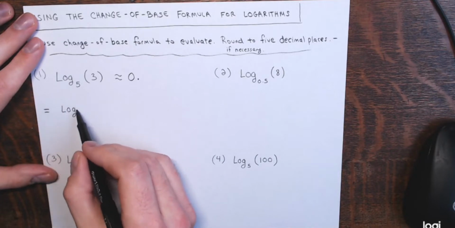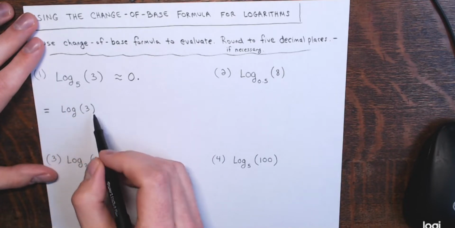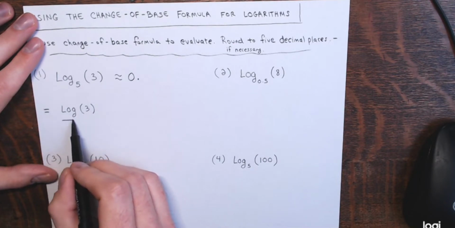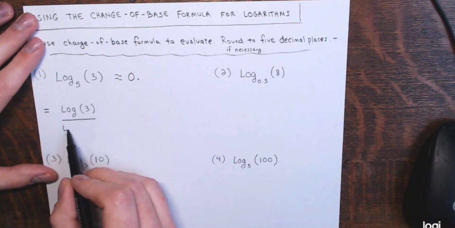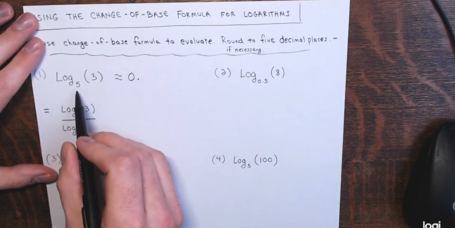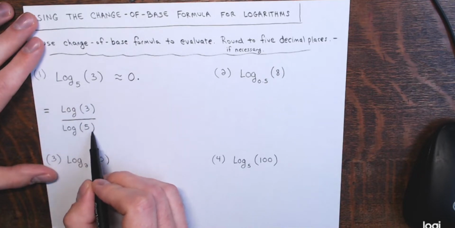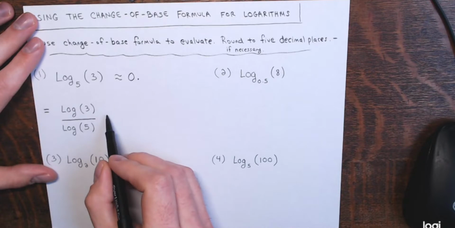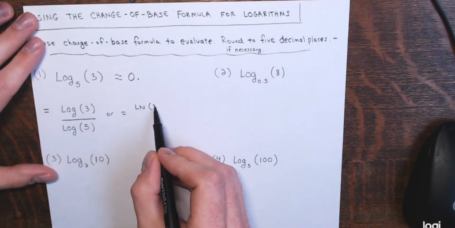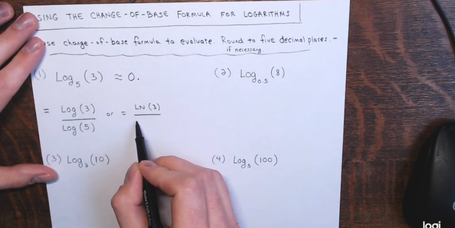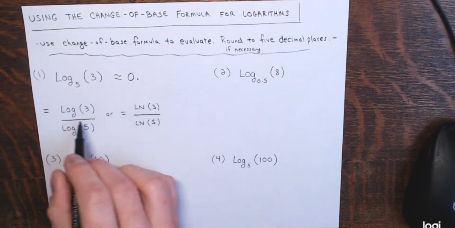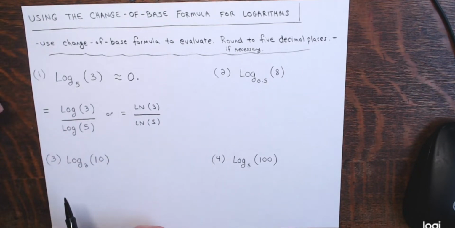So I say this is equal to the log base 10 of 3. Remember, you can't just change the base. After you change the base, you then have to divide by the log of that new base, with the input of the original base, the log of 5. You could also say this is the natural log, log base e of 3, but then you have to divide by the natural log of 5, the natural log of the original base. Either one. It doesn't matter what base you change it to.